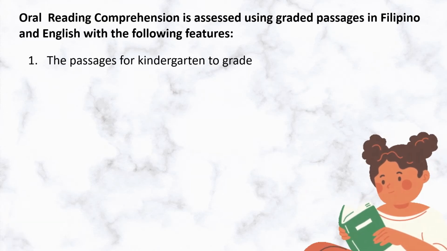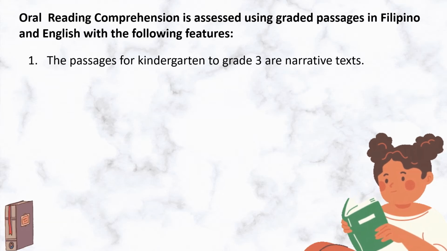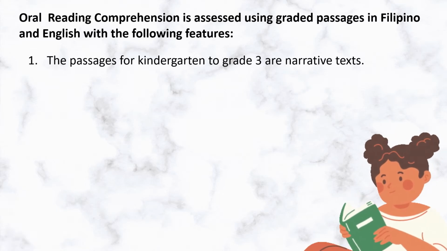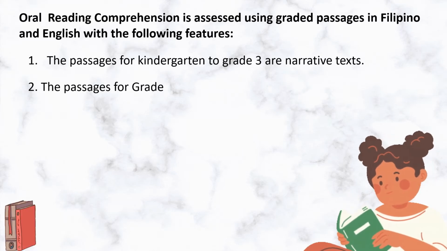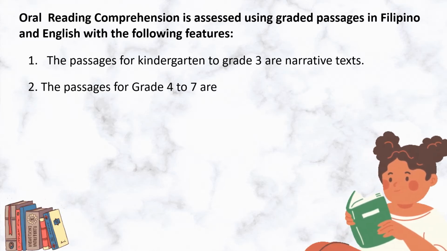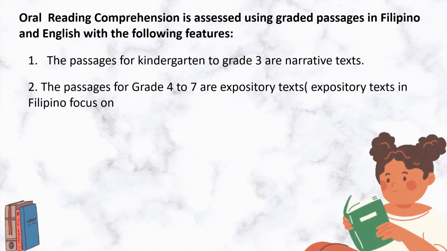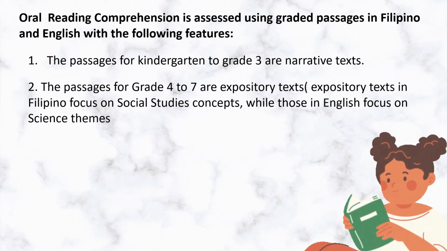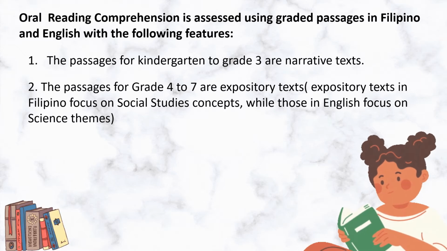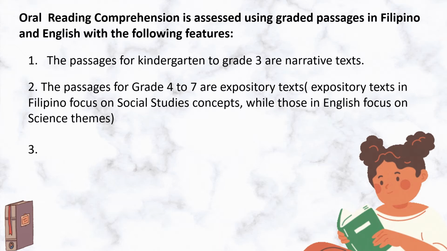Oral reading comprehension is assessed using graded passages in Filipino and English with the following features. Number 1. The passages for kindergarten to grade 3 are narrative text. Number 2. The passages for grade 4 to 7 are expository text. Expository text in Filipino focus on social studies concepts, while those in English focus on science themes.